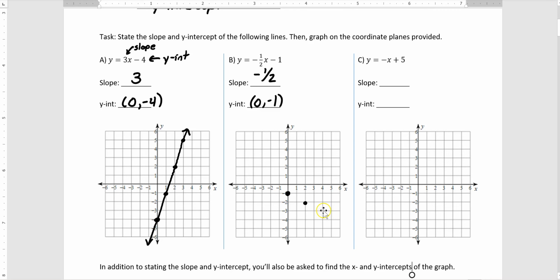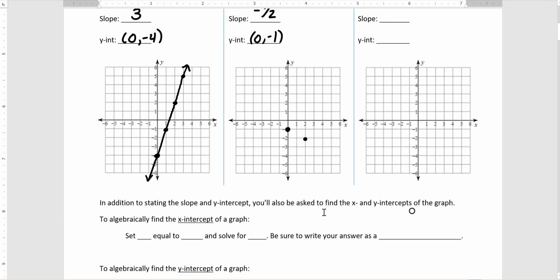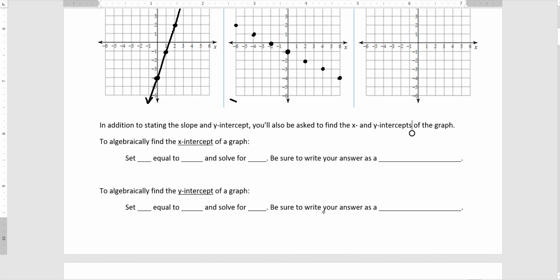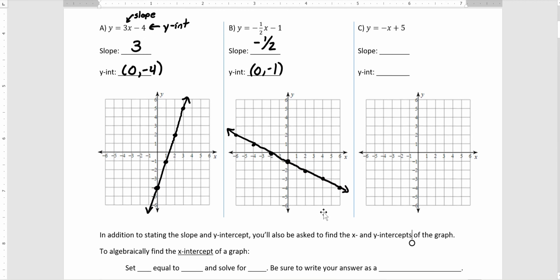Down 1, right 2. Oh, goodness, what am I doing? Down 1, right 2. We can also go up 1, left 2. Up 1, left 2. And we can connect the dots to draw our line. It's going to be a challenge for me today with all these lines I have to draw. There we go. Connect the dots, draw the line like so. And that is y equals negative 1/2 x minus 1.